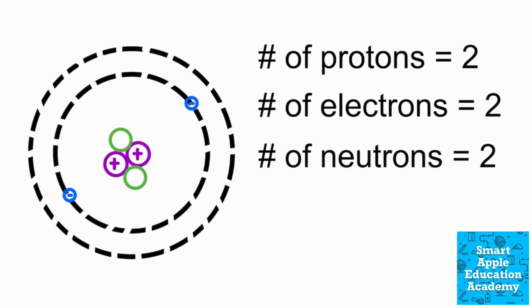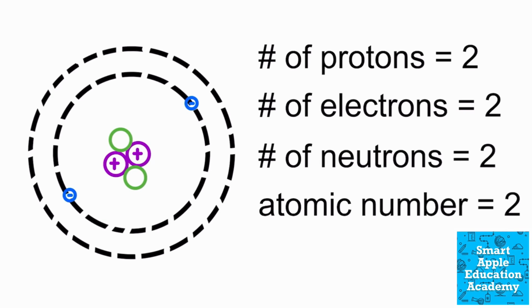So now what's the atomic number? Well, we know that the atomic number equals the number of protons. Well, we know that the number of protons is 2, so that means that the atomic number is also 2.